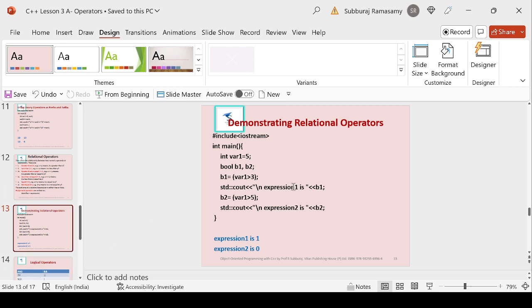Let us write a program to demonstrate relational operators. I declare var1 as an integer and assign the value of 5. And I declare two Boolean variables, b1 and b2.